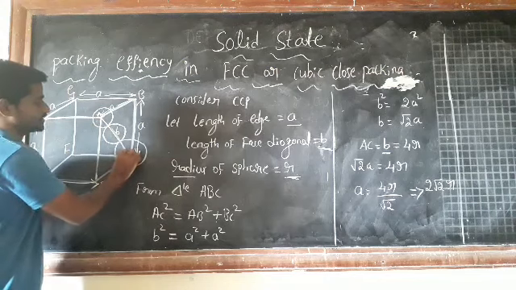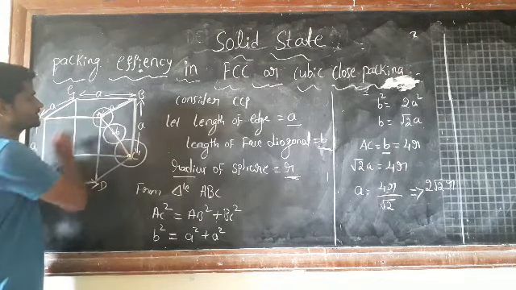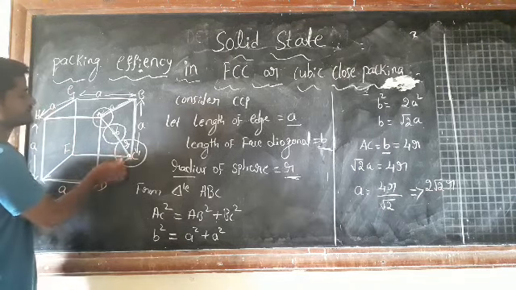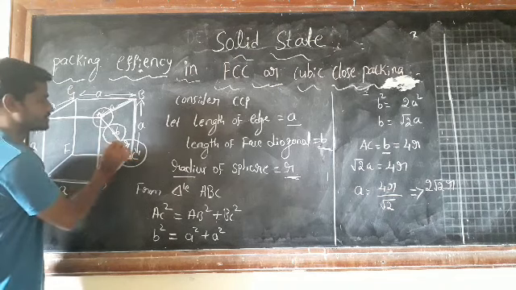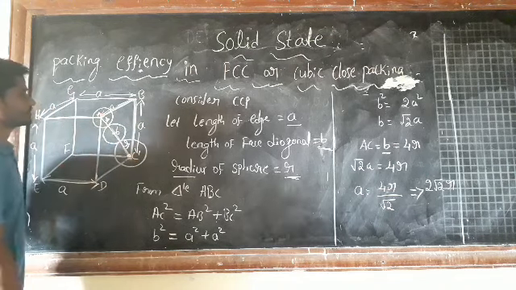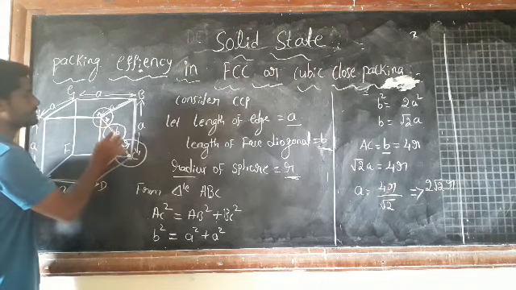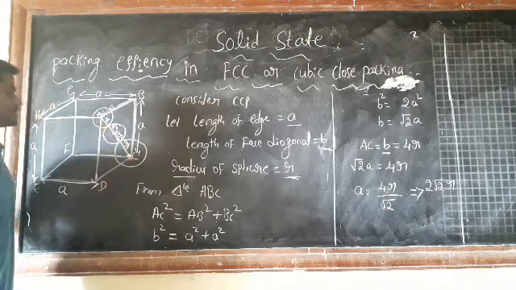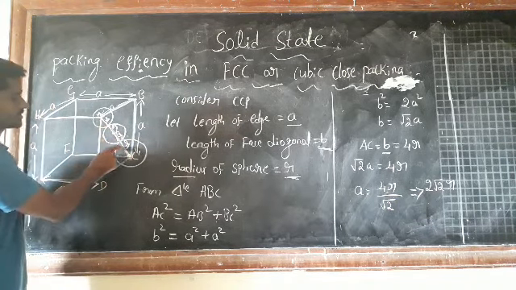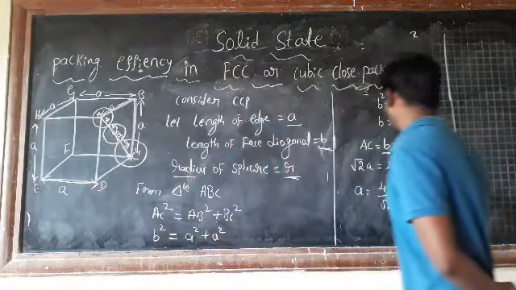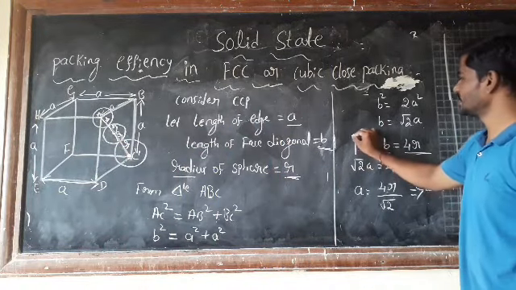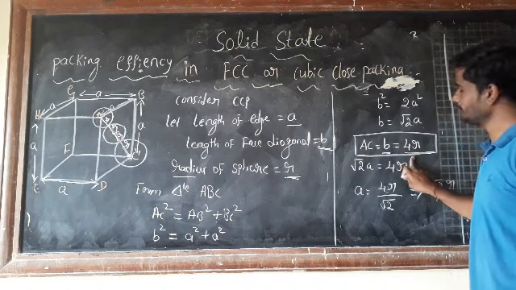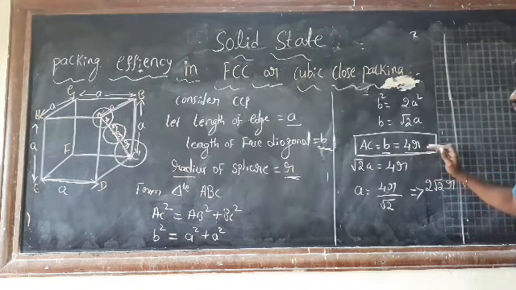So among the 3 particles, 2 particles have half of the radius of the sphere present, that is R. In the center there is a sphere with radius R. Here also it has radius R, that is R plus R plus R plus R, a total of 4R. Now when we consider the spheres, what is the length of B? The length of B is equal to 4R.